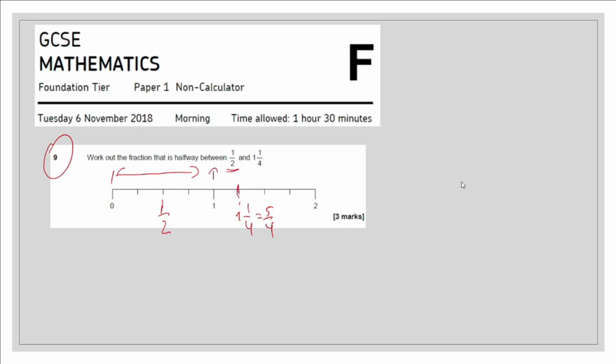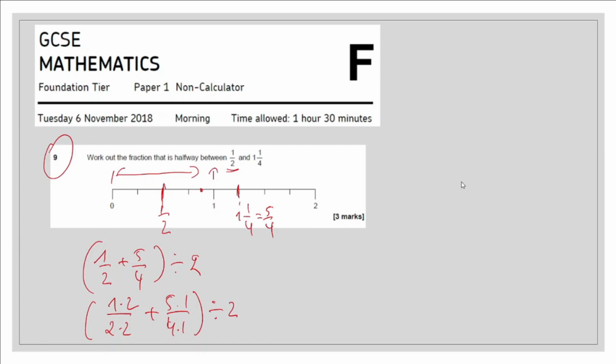Now, what is the fraction that lies between those two? There are different techniques to solve it, but the easiest way is to find the average value. So you first take 1 over 2 plus 5 over 4, and then you divide all of it by 2 to get the middle point. In this case, we have 4, which is a multiple of 2. What we do here, 2 times 2, 1 times 2, plus 5 times 1, 4 times 1, and then the whole thing should be divided by 2.